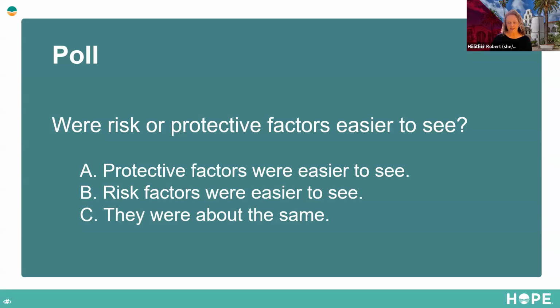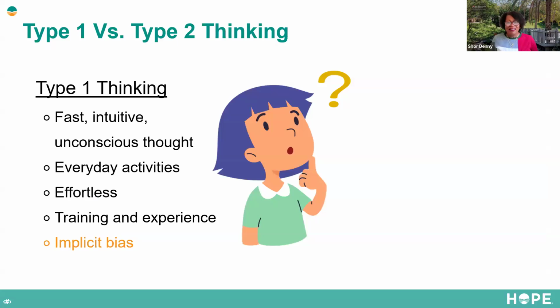One person in the chat says that they notice the negatives. Speaking for myself, I've done this exercise before, so I can see both. Two other people also said that the risk factors were easier to see. Yes. And isn't that just the thing? We always see the negative first, right?